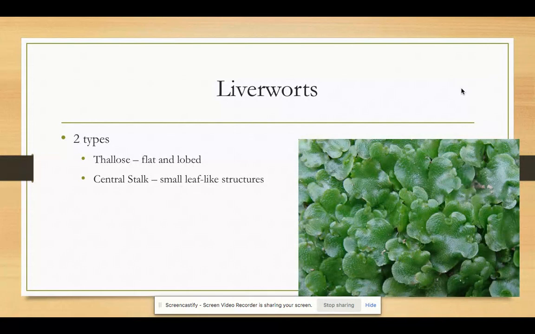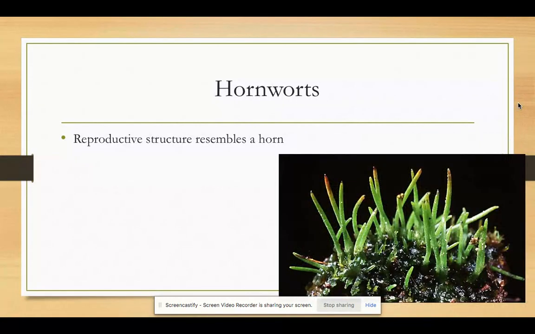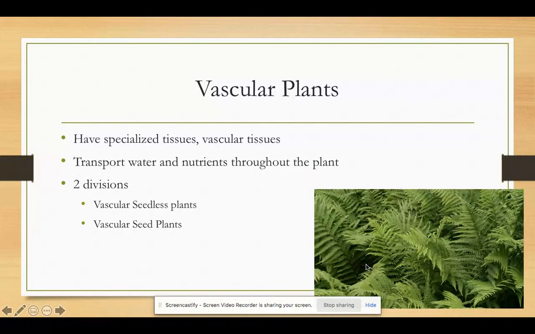Liverworts can be divided into two types, thallus, which are flat and lobed, and central stalk, which have small leaf-like structures. And these are very simple, even though they look complex, very simple, again, non-vascular plants. Hornworts have a reproductive structure that resembles a horn. So you can see these, we see these also growing in the forest, and this is just this nice central stalk, no actual leaves or roots.